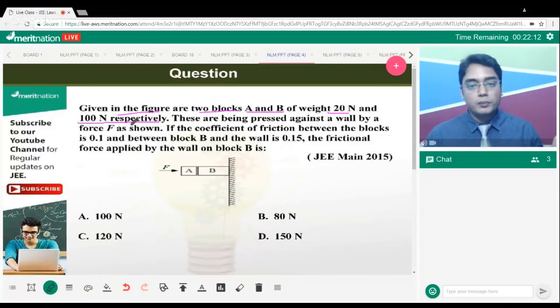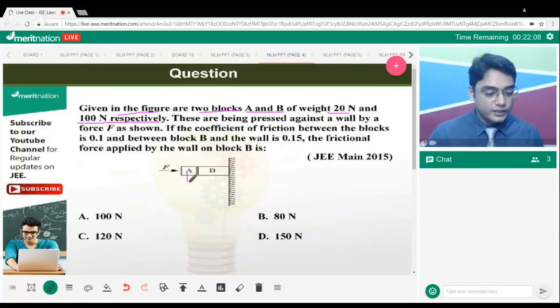So we don't need to apply multiplication by g. It is given that on block A the downward force is 20 Newton and on B the downward force is 100 Newton. These are being pressed against a wall by force F, as shown.